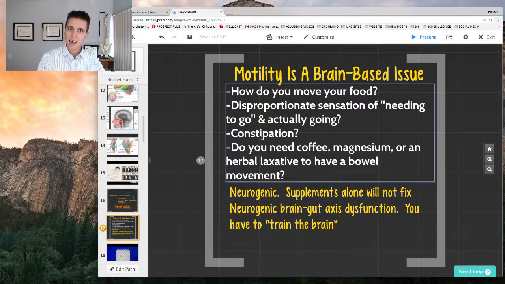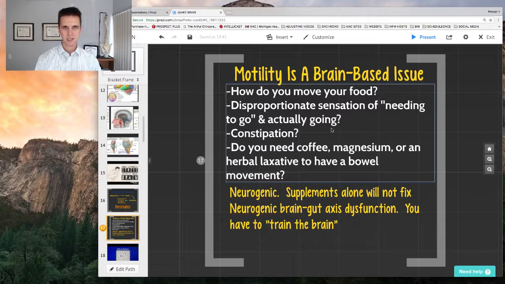That being said, constipation. Do you need coffee or magnesium or an herbal laxative to have a bowel movement? There are many different ways to biohack bowel movements. These are some examples: coffee, magnesium, or herbal laxatives. But if you're always relying on those, that's fundamentally a brain-based issue. Another way to say this is neurogenic, meaning generating or originating in the brain or the neurons.